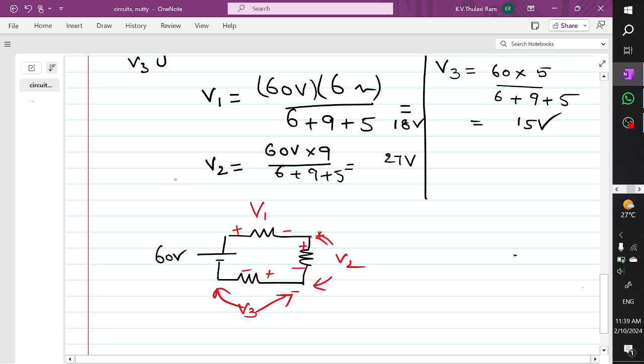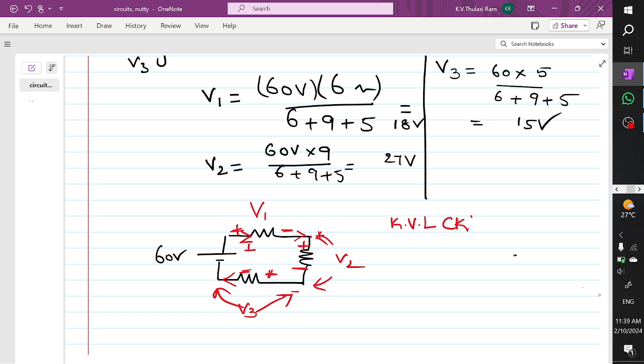V3. Now try to apply the KVL, to check whether our answer is correct or not. When you apply the KVL, the current is entering as I amperes. Entering terminal is positive, leaving terminal is negative. It's already marked as per the given sources. So let's try to apply the Kirchhoff's voltage law for the circuit shown below.